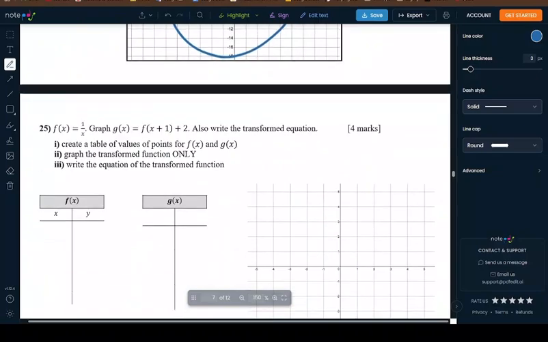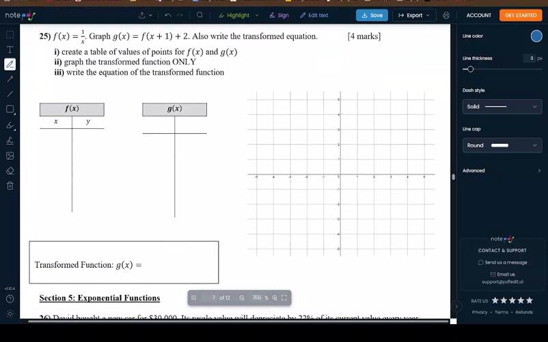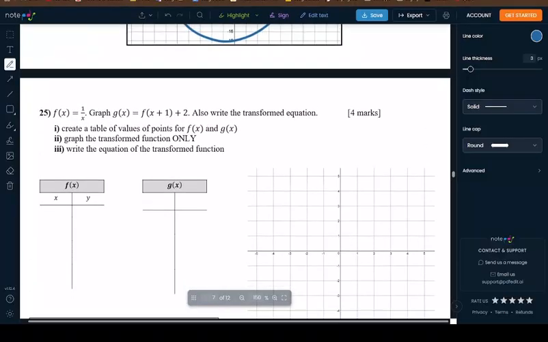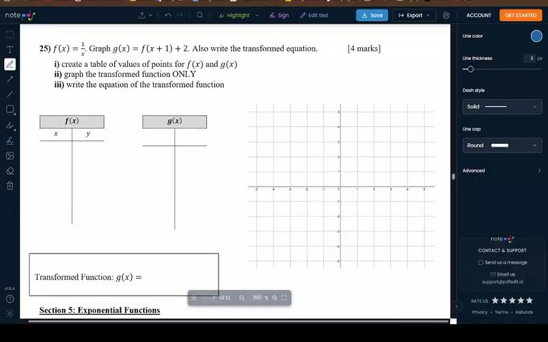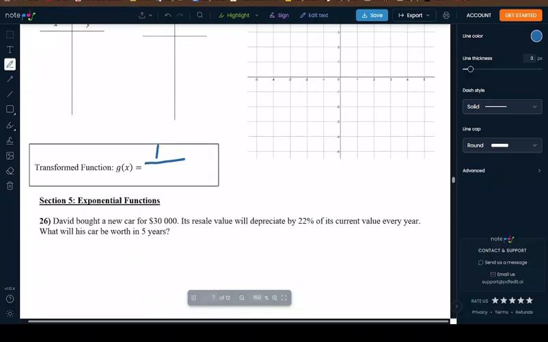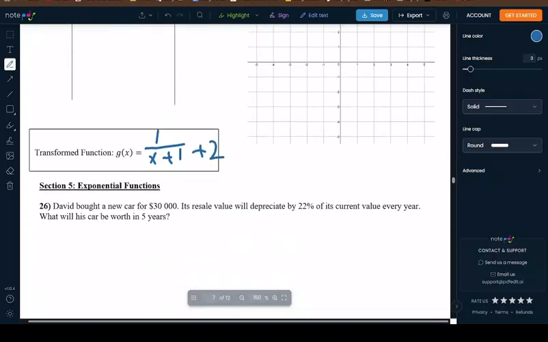F of x equals 1 over x. Graph g of x equals f of x plus 1, plus 2. Also write the transformed equation. So again, you guys will graph it. I'll just do the transformations for you. So we have no a value right here. So all we have is just 1 over x plus 1, plus 2, which is our y value here.